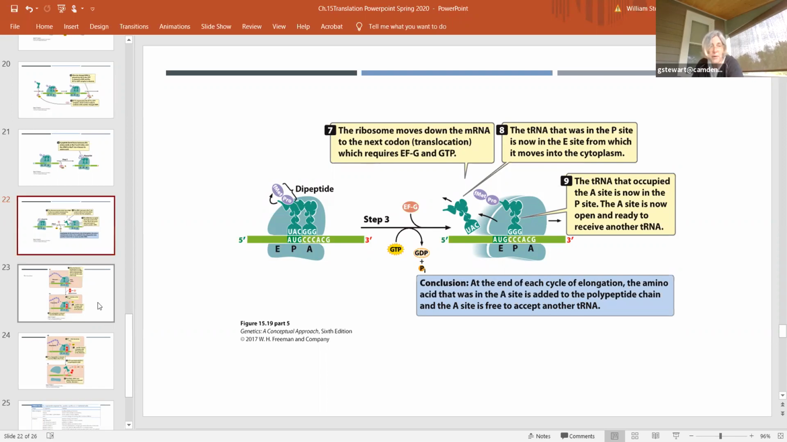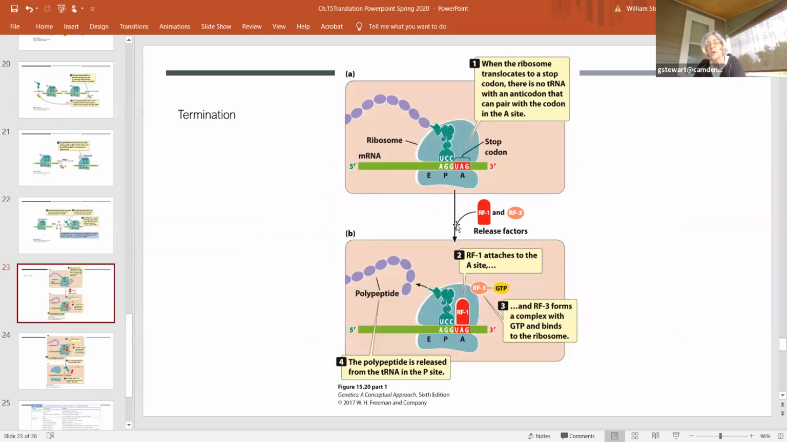And then the third part of translation is termination, and that is also going to require proteins to help release the peptide and to open up the ribosome again so it can take on another messenger RNA. And those factors are going to be called, just like we had IF for initiation factor and EF for elongation factor, RF for release factors. I just took the slide that has them all together.